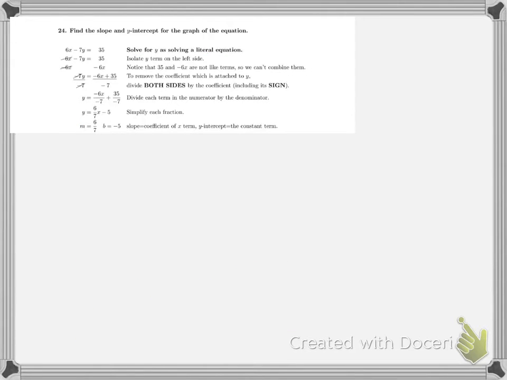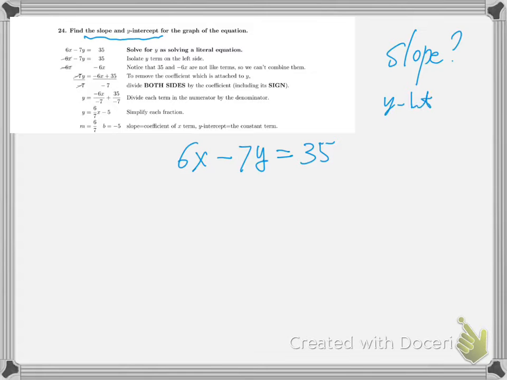So the next question is find the slope and y-intercept for a given linear equation. The given equation is 6x minus 7y is 35. We want to find the slope of this line and the y-intercept of this line. We don't need a picture. This is a very easy question if you know how to solve a linear equation. So I'm going to change this question to a linear equation question. So let's solve for the letter y.